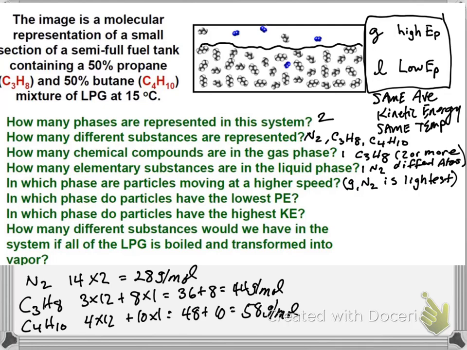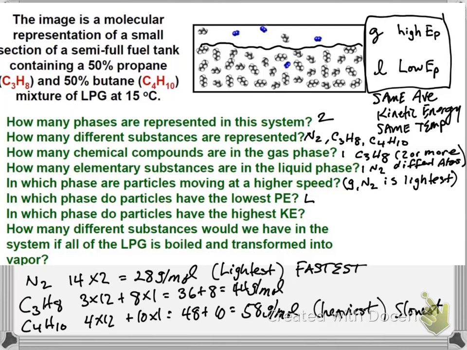So we see that if we have the same number of particles, which is 1 mole, nitrogen would have the lowest mass of 28, and C4H10 would have the highest mass. That is why C4H10, being the heaviest, would move slower, and nitrogen, being the lightest, would move the fastest.